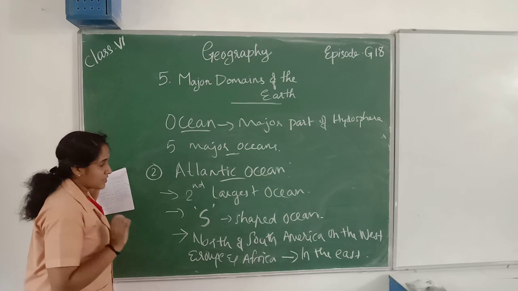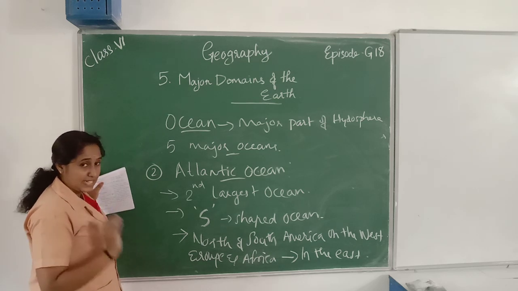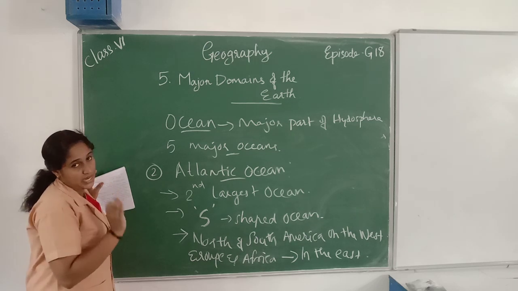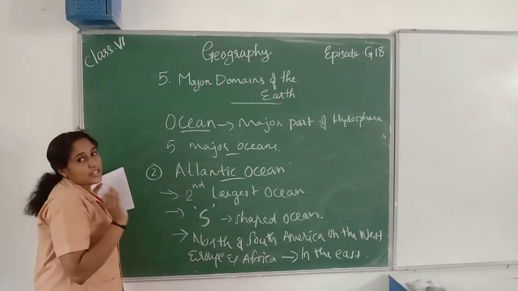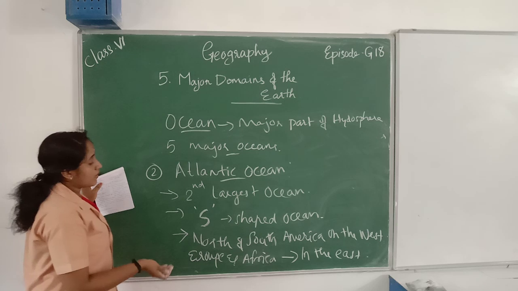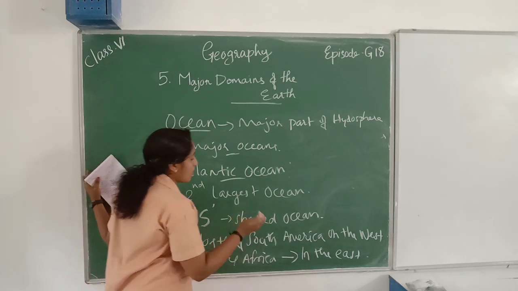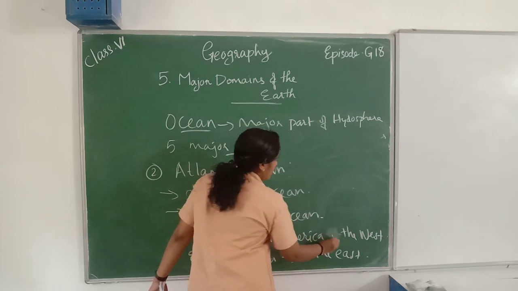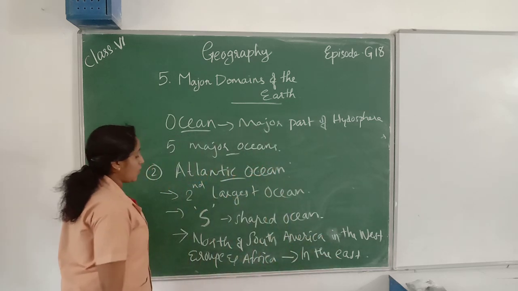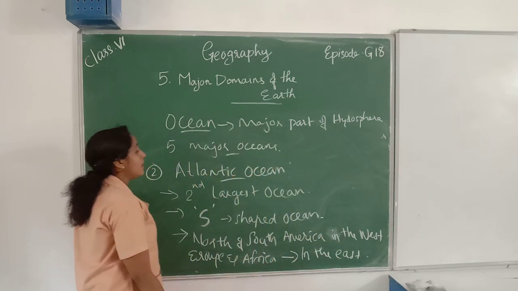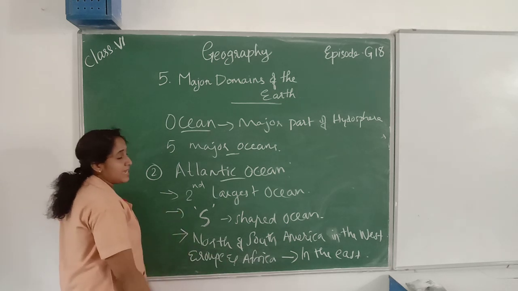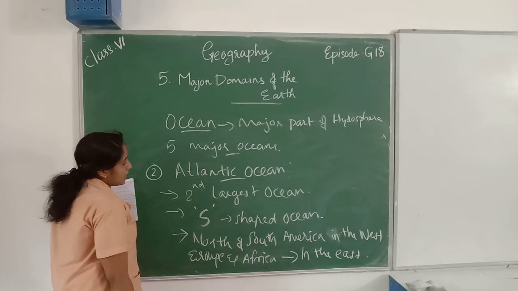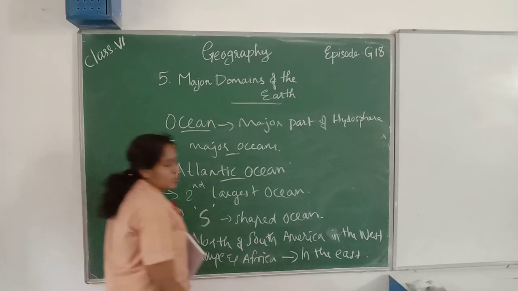So what are the features of the Atlantic Ocean? The second largest ocean in the world, the Atlantic Ocean, is found in an S shape. So this is the S-shaped ocean, and North and South America are on the west of the Atlantic Ocean, and Europe and Africa are also surrounded by the Atlantic Ocean in the east. So these are the main features of the Atlantic Ocean.